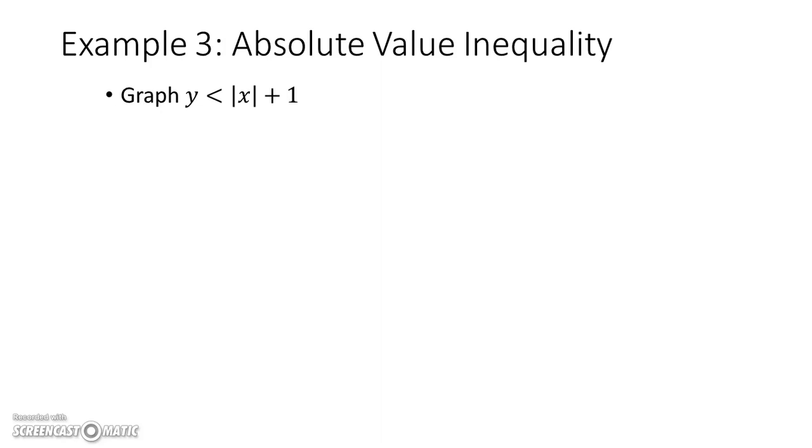Example 3, absolute value inequalities. So we're going to graph y is less than or equal to the absolute value of x plus 1. Since the inequality symbol is less than, the graph of the related equation y equals the absolute value of x plus 1 is dashed. We're going to graph the equation. We're going to test 0, 0. So y is 0. So 0 is less than the absolute value of 0 plus 1. So this is true because 0 is less than 1. We're going to shade the region that includes 0, 0.